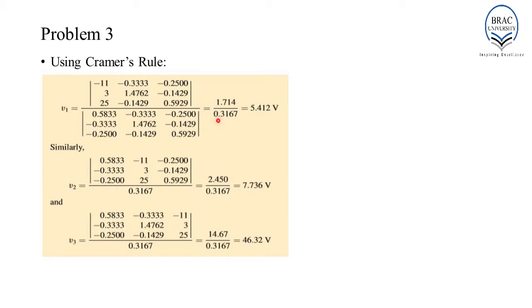The value of V1 will be equal to 5.412 volt. The value of V2 will be 7.736 volt and the value of V3 will be 46.32 volts.